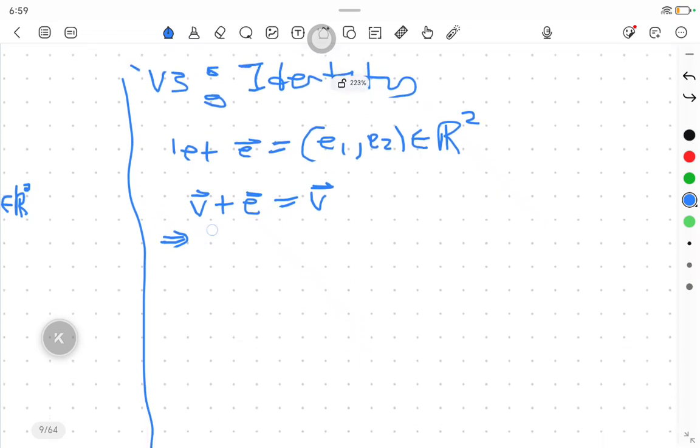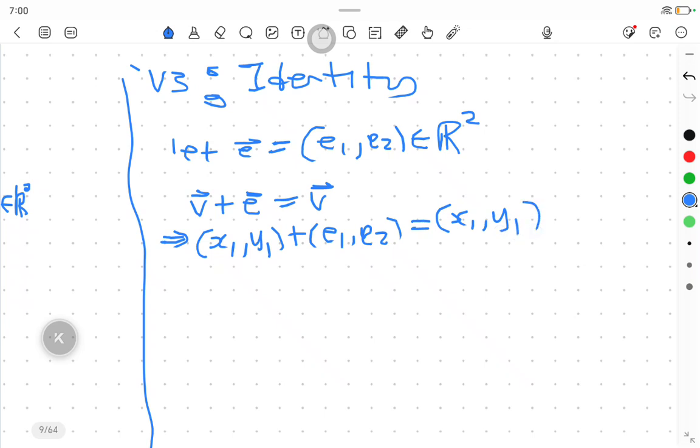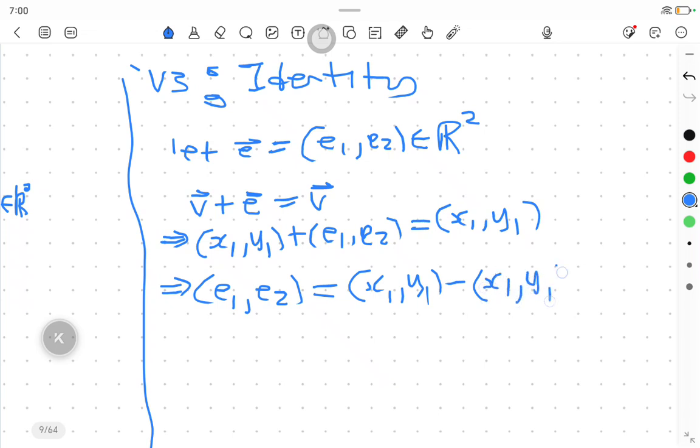And then with this one, we know that V is x1, y1 plus a1, a2, which is equal to x1, y1. And then this will be a1, a2, which is equal to x1, y1 minus x1, y1, and this would be equal to 0, 0. We agree right now? And this is also an element of R squared.